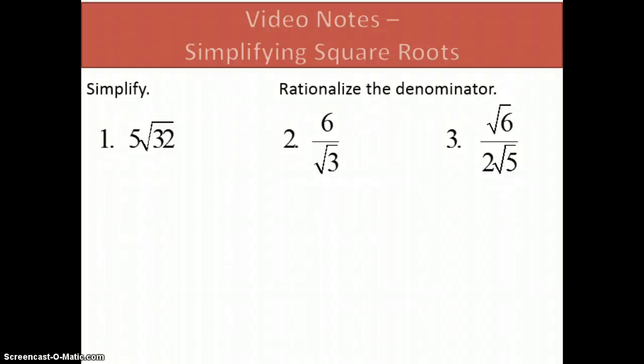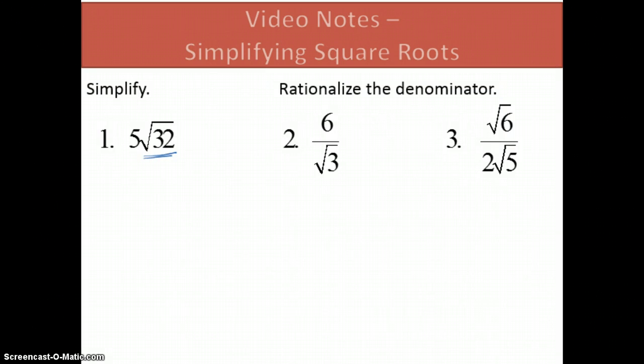Okay, Algebra 2 friends, today we're going to continue with simplifying square roots. We did a little bit yesterday, we're going to take them a little bit further today. So yesterday we looked at simplifying square root 32, but we didn't have this 5 out front. So let's see how that 5 affects our answer.